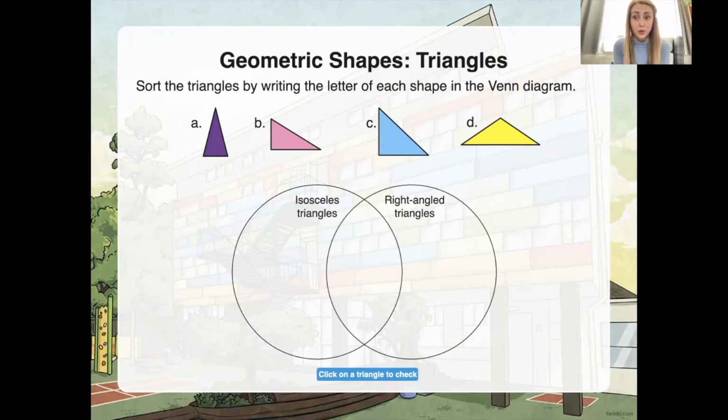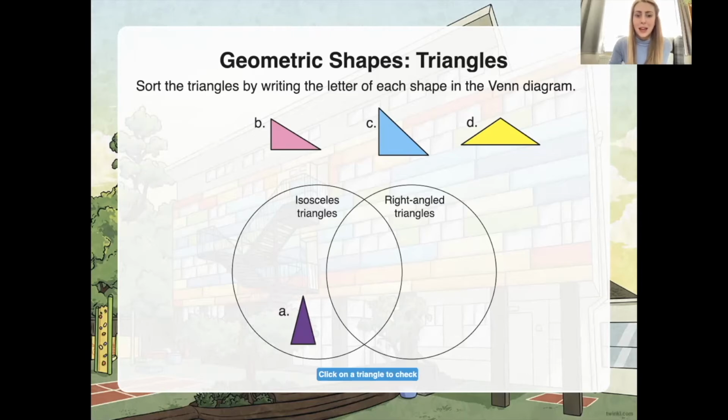A is the purple triangle. Can you see there? It's got 2 sides that are equal and one that is different. No angles there look like they are a right angle or a 90-degree angle. So A would need to go into the isosceles hoop, but not into the bit that overlaps. There we go. Well done if you agree with me and you'd already figured that out.